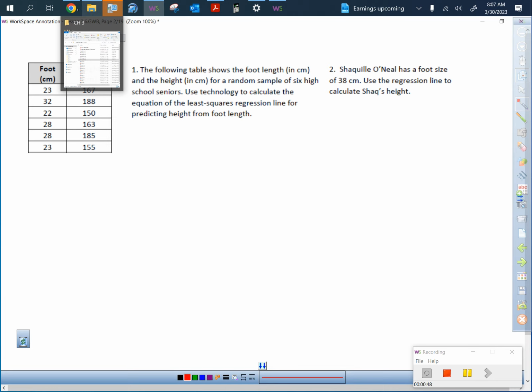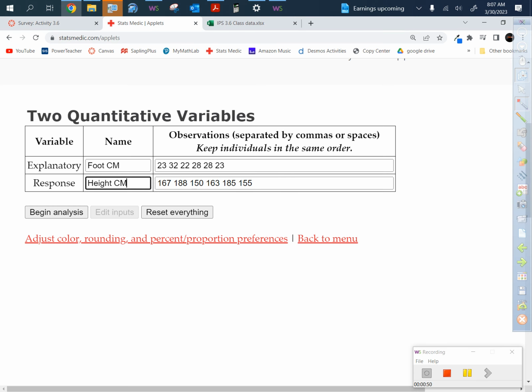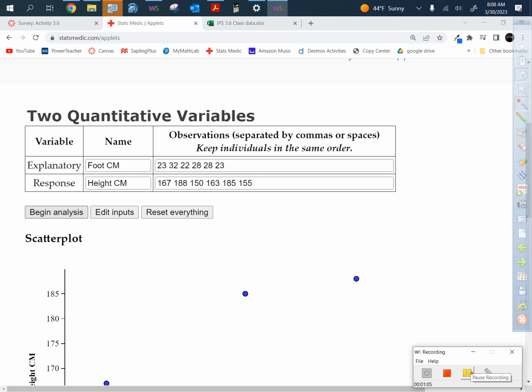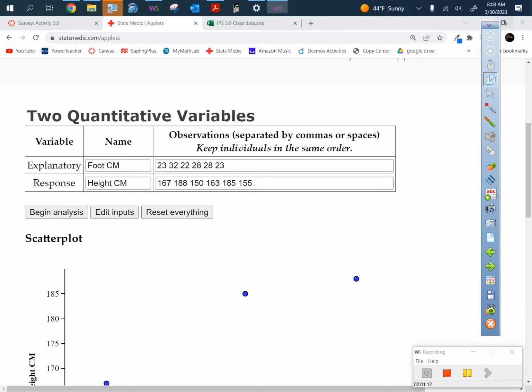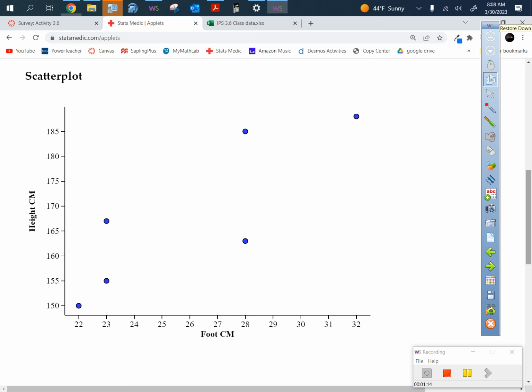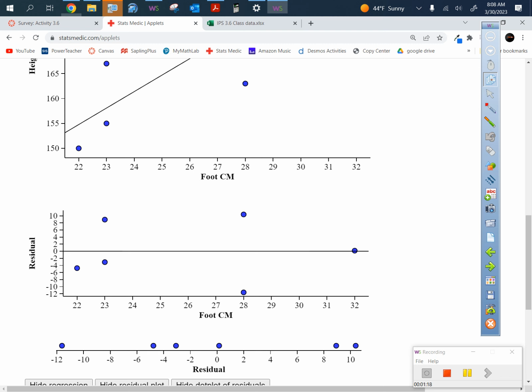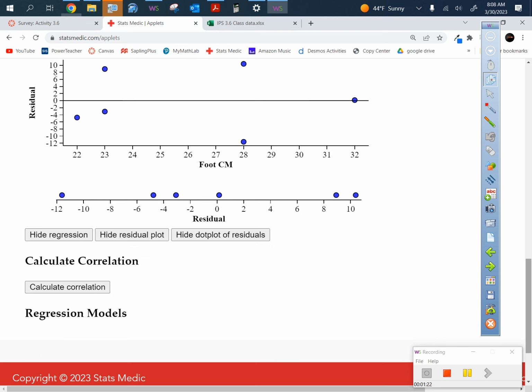So would you please go to the applet and let's put that in. I will pause the video at this point for you to enter that data into the 2 quantitative variables applet. That's how we'll do that. So you got your foot length in centimeters and your height in centimeters, and it's just a few points. So I clicked on begin analysis. Let me shrink this down a little bit, and we'll slide her down. And there's a little button that says calculate the least squares regression line. We'll do it. It gives us this crazy residual plot, which we'll learn more about next time.